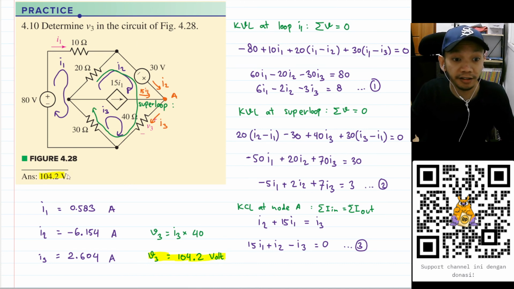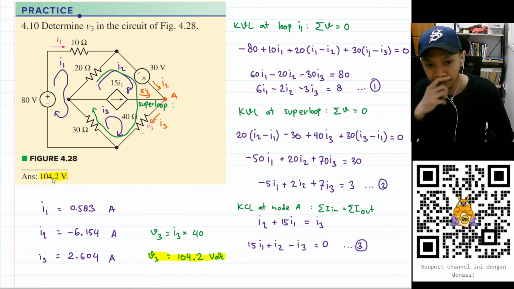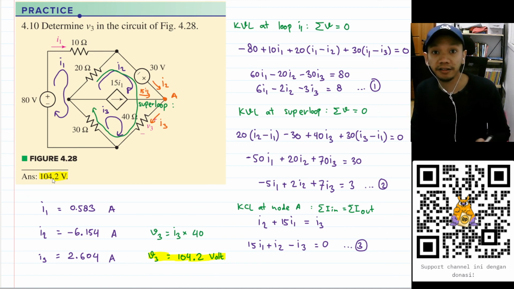It's the same as the answer key, so I think I did not make any mistake in the calculation.